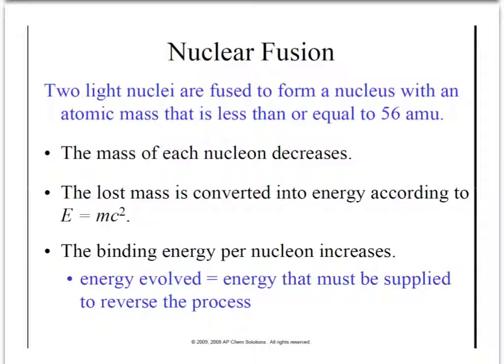56 on the periodic table would be anything below about cesium or barium. So the mass of each nucleon, when they combine, is decreased. We saw that in the first slide. Those protons and neutrons, or protons and protons, come together and decrease in mass, and that lost mass is converted to energy. So it's not being destroyed, just converted. And the binding energy per nucleon increases.